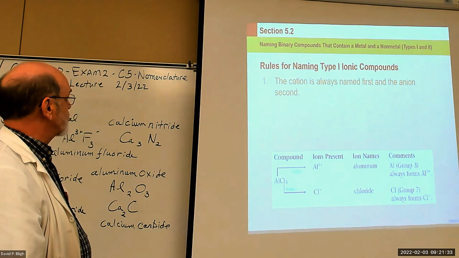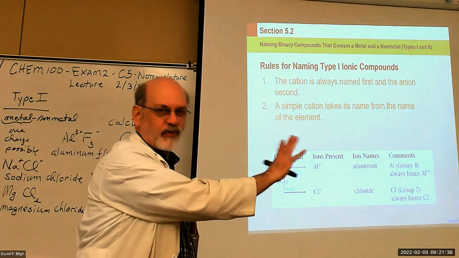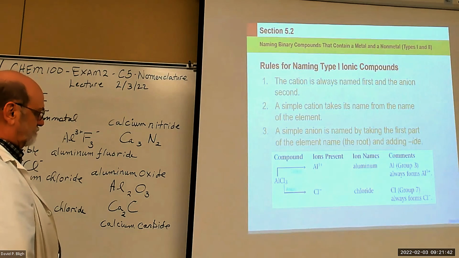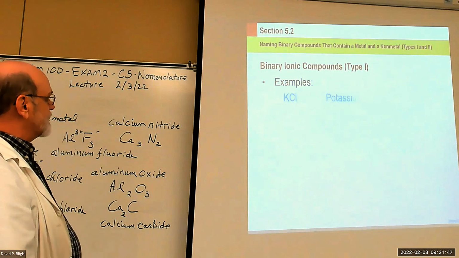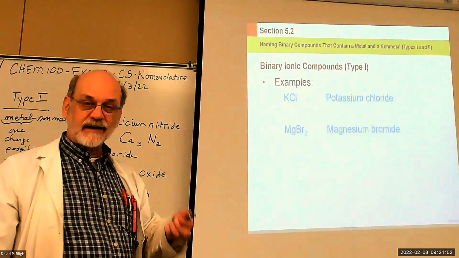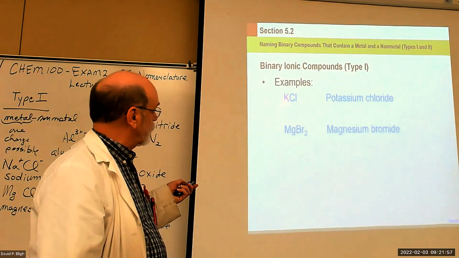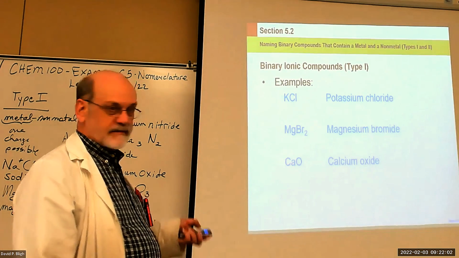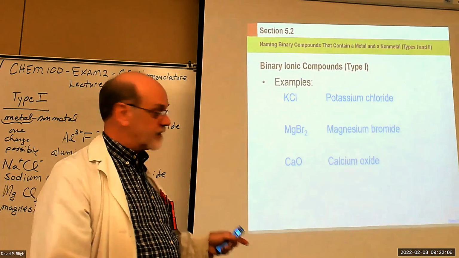Now, let's see. These are just the rules that I gave you. They're in print, so you can read them. Let's see, more examples. You'll notice that the metals are always a fixed charge. Potassium is +1 charge, magnesium is +2 charge. Calcium is a +2 charge, but oxygen is a -2 charge, so you only need one of them, calcium oxide.